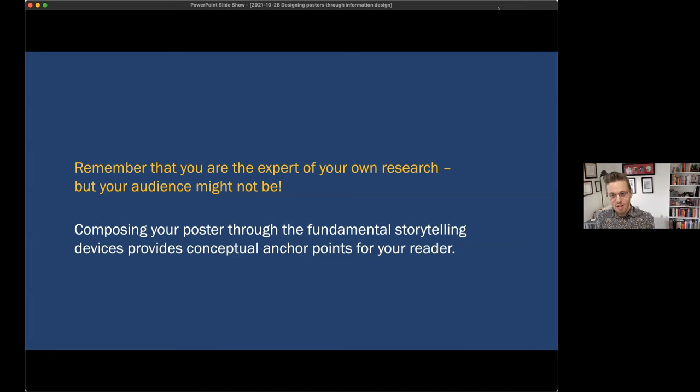In all of this, remember that you are the expert of your own research, but your audience might not be. So composing your poster in a way that really exploits these storytelling devices can go an extremely long way in just making it easier for your reader to understand what's going on in your poster.